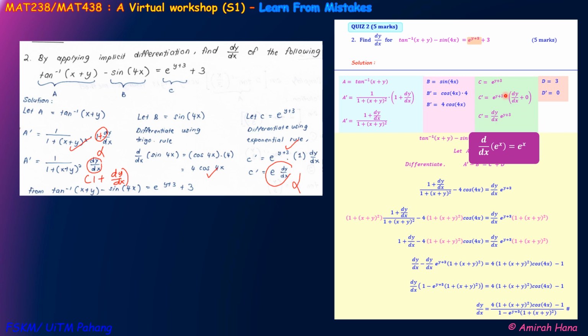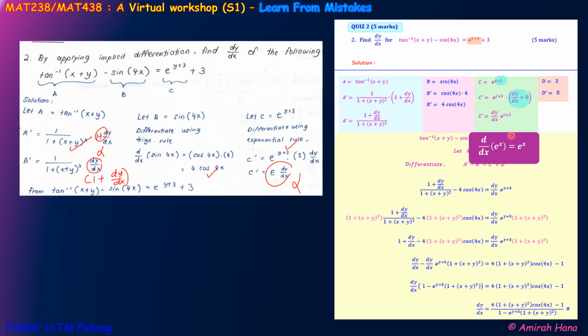But after that, we need to differentiate the exponent y plus 3. So when we differentiate y plus 3, we just differentiate one by one because in between here is plus. So we differentiate y with respect to x, the answer equals dy over dx. And then plus, we differentiate constant 3, the answer equals 0. So that's why we get this.